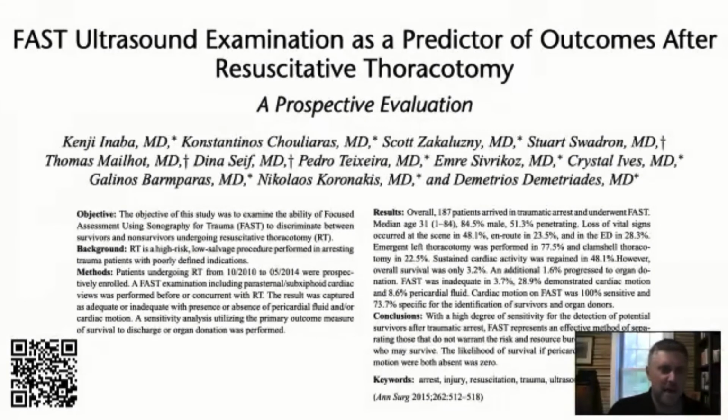And so with that in mind, it brings up this study that was published, I think it was 2015. Basically from the folks out of UC, I think it's UCLA or somewhere out in LA County. So this is a bunch of trauma folks who basically asked, can we use a FAST exam to predict outcomes for resuscitative thoracotomy, right? Because thoracotomy, while wildly interesting and very dramatic, doesn't really have a great survival rate.